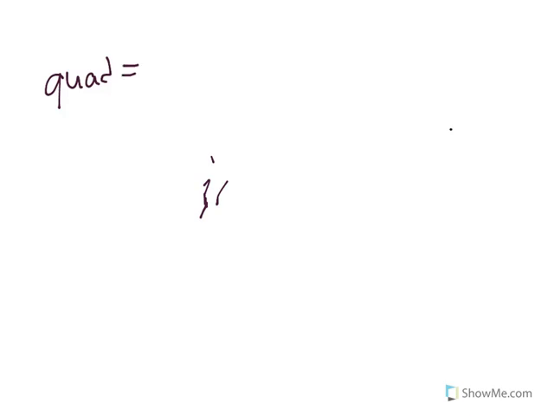Quad means four, and lateral means sides. And there's a lot of different words that we're going to use to describe them, and I want you to remember that you can describe a shape with more than one of the descriptors.